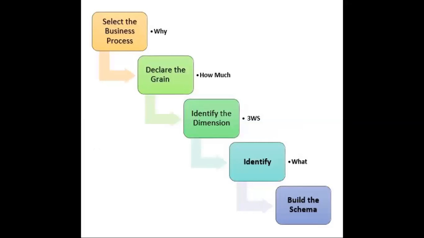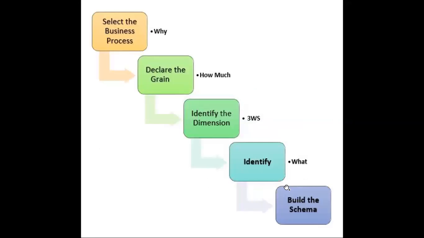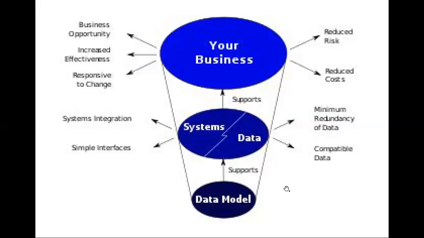Yes, we were discussing the key steps in the data modeling process: we have to identify the entities, then draw a rough diagram, then identify the various data attributes, like the primary key and foreign key, and finally validate and keep the data model up to date. That's what we have seen. That's a data model block diagram.